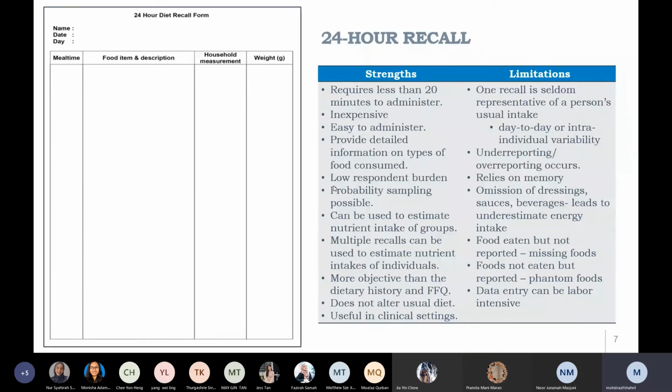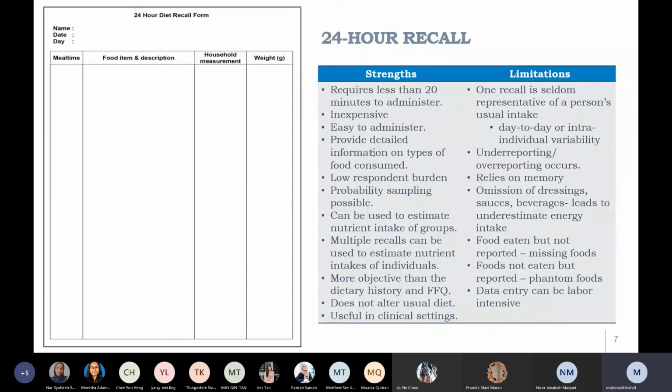And the form will consist of the meal time. We must record the meal time, the food item and description, the household measurement being described by the participant. And we also have an additional column for weight. This is for us to convert the household measurement into weight before entering into the software. So if they say they consumed 1 cup of rice, we go back and convert that 1 cup into how many grams of rice.